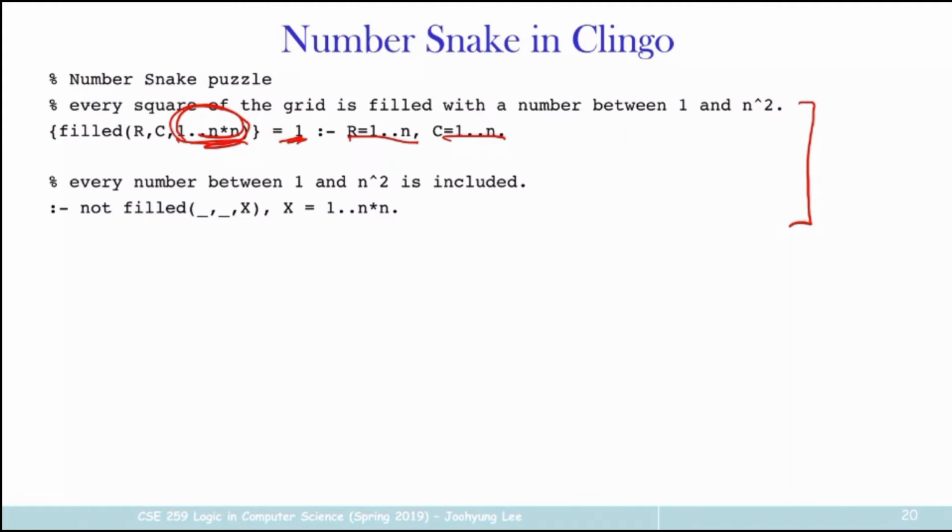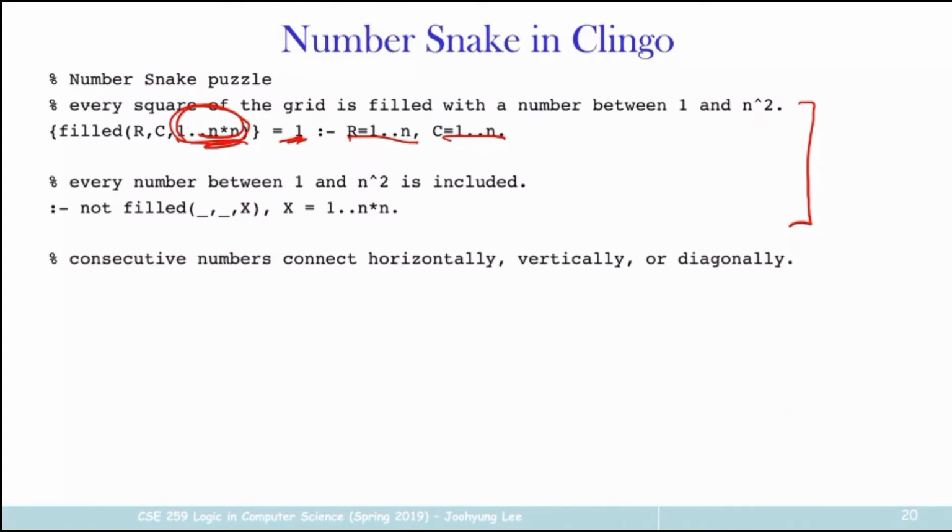But that's not enough, because we have to worry about something here. The main problem, similar to the other problems that we did, is that we have to say that the numbers are connected. How do we represent that constraint? This is probably the most difficult part of this code. Consecutive numbers connect horizontally, vertically, or diagonally. Of course, you can write maybe 3 or 4 rules to represent this, but there's actually a very simple way to do that.